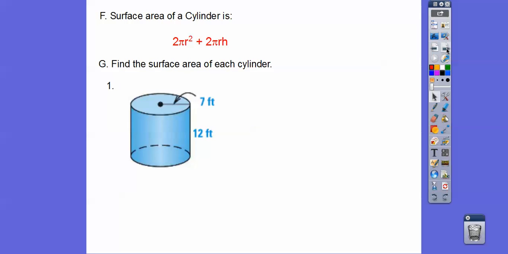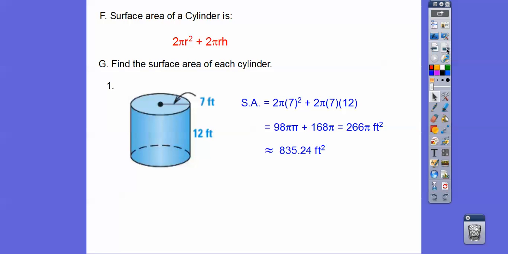So find the surface area here. So just plug them in. So 2 pi r squared plus 2 pi r h. And crank that out, and we get 266 pi feet squared, or about 835.24 feet squared.